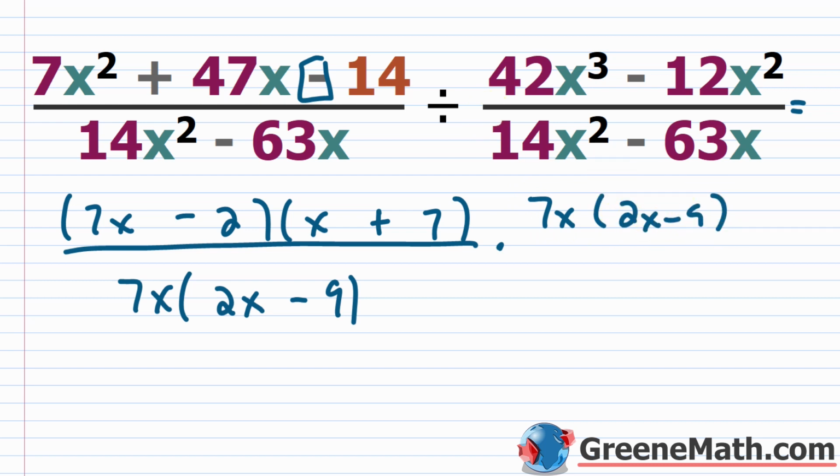And of course, this is going to end up canceling, right? This will cancel with this completely. The 7x over the 7x is 1. The quantity 2x minus 9 divided by the quantity 2x minus 9 is 1. So just canceling common factors. Then this guy's going to come down here.